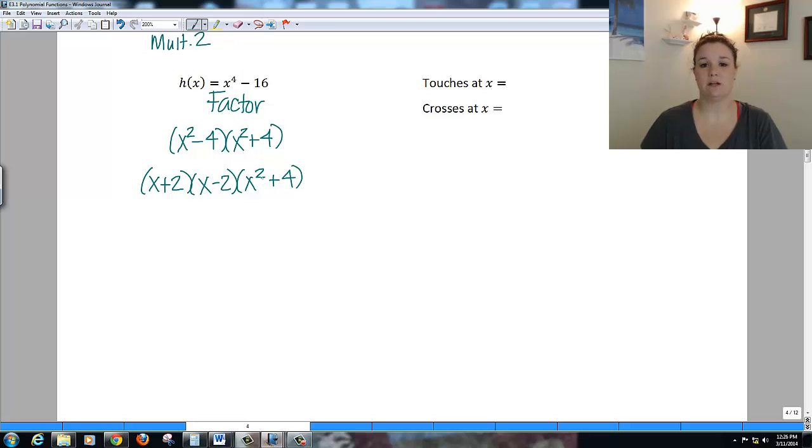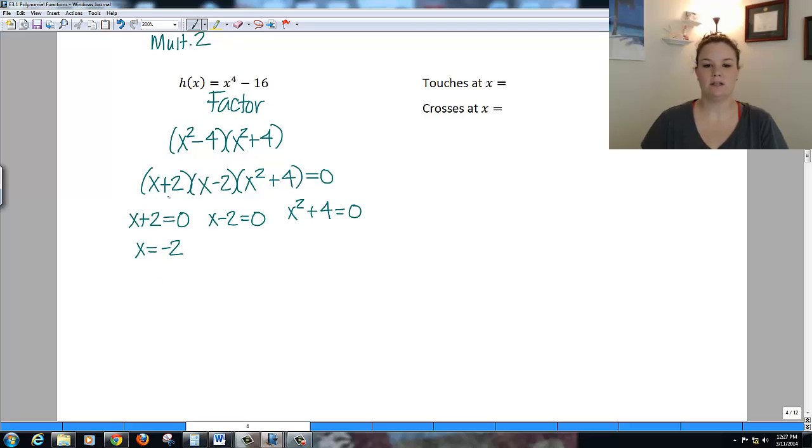Now, we don't have any rules for a sum of squares. So I'm just going to leave it like that and go ahead and set each one equal to 0 so I can find my roots. So x plus 2 equals 0, x minus 2 equals 0, x squared plus 4 equals 0. Okay.